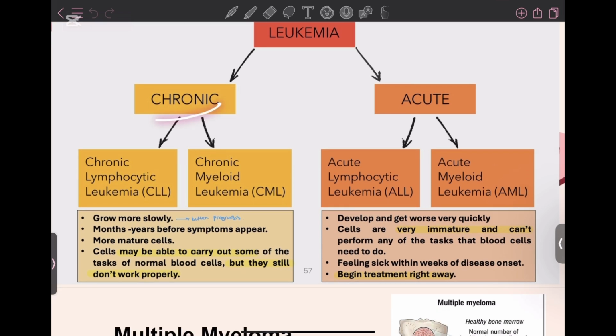Okay, so chronic means it happens at a slower pace, so it has a much better prognosis, while the acute one gets worse very quickly, which means the cells are going to rapidly proliferate and the patient is going to become symptomatic.